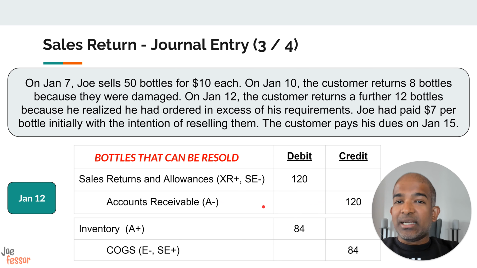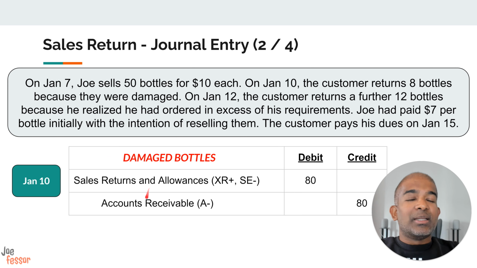But in addition to that, you're also going to put back these 12 bottles in your inventory. So you're going to debit your inventory account by $84. 12 times 7 is 84. And you're going to credit your cost of goods sold account by that $84. So you're removing it from your cost of goods sold and putting it back in your inventory.